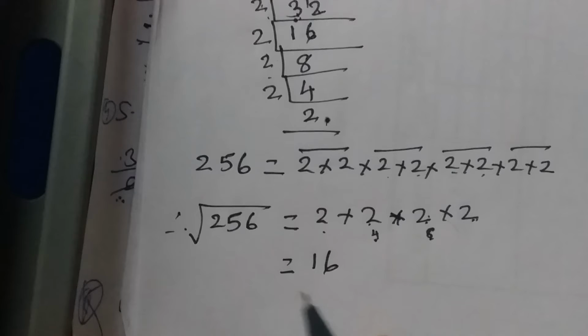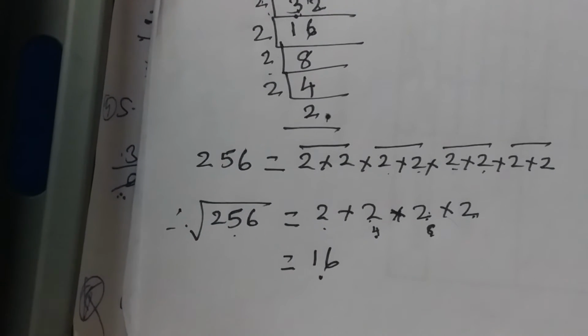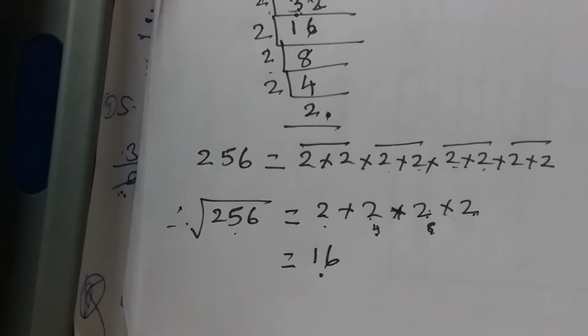How do you check your answer? The 16 into 16, when you multiply, you will get 256. Now the third one is 784.